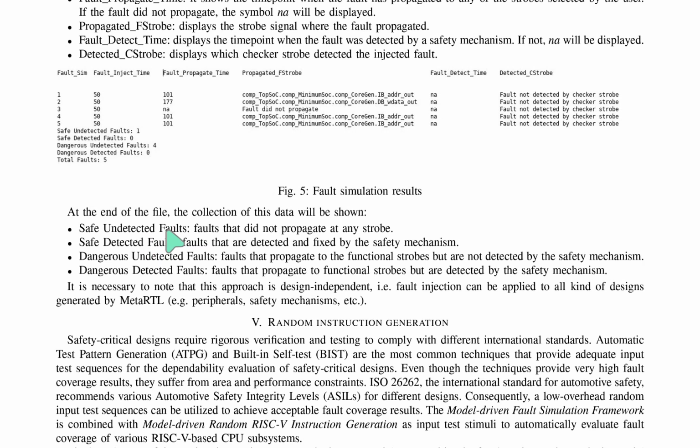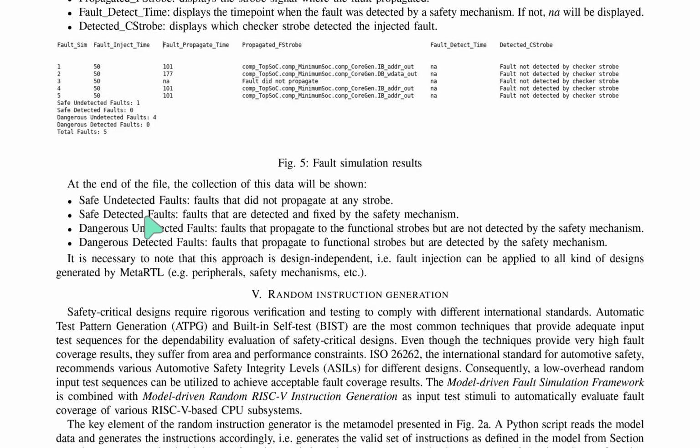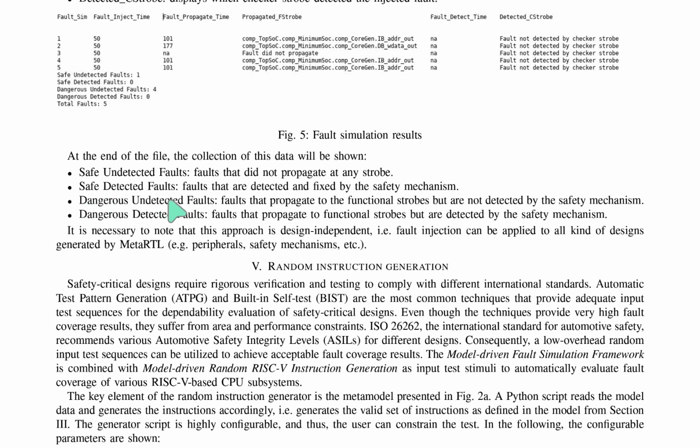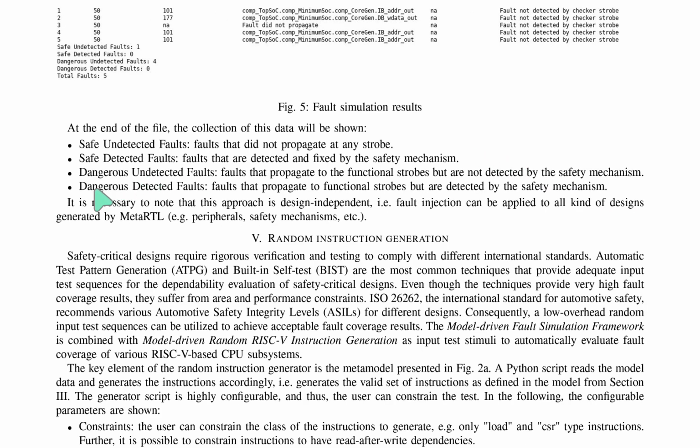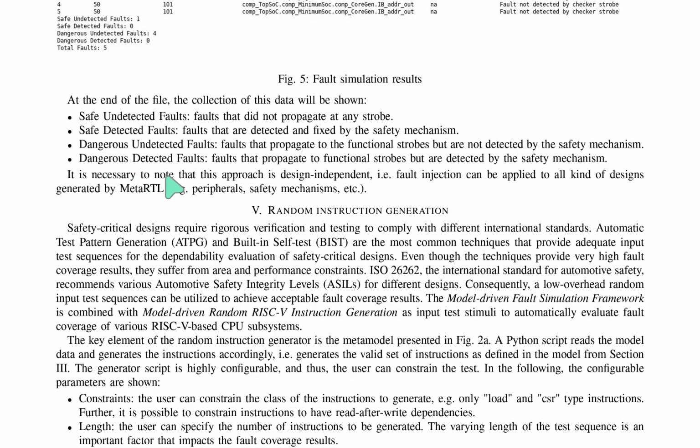Safe undetected faults: faults that did not propagate to any strobe. Safe detected faults: faults that are detected and fixed by the safety mechanism. Dangerous detected faults: faults that propagate to the functional strobe and are detected by the safety mechanism. Dangerous undetected faults: faults that propagate to the functional strobe but are not detected by the safety mechanism. It's necessary to note that this approach is design independent. That is, fault injection can be applied to all kinds of designs generated by meta-RTL, such as CPUs and safety mechanisms, etc.